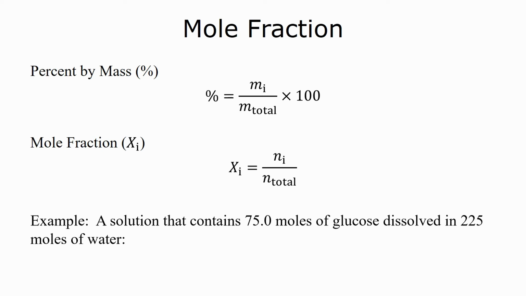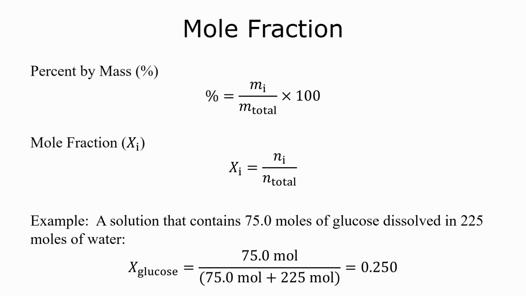So an example, we have a solution that contains 75 moles of glucose dissolved in 225 moles of water. If we want to know the mole fraction of glucose, well, we just take the moles of glucose and divide it by the sum of the moles of both the solute and the solvent, and any other components that might be present in this solution. And we get an answer of 0.250, no units.